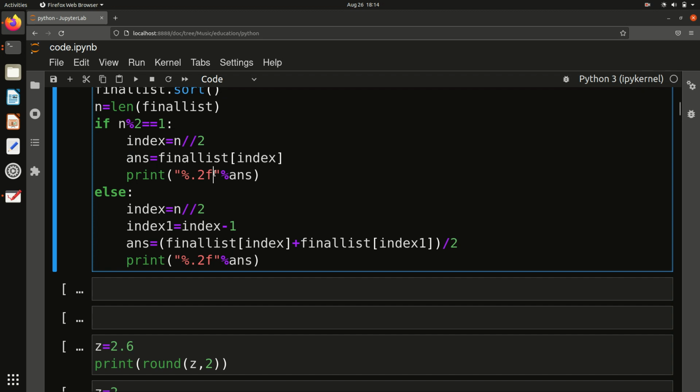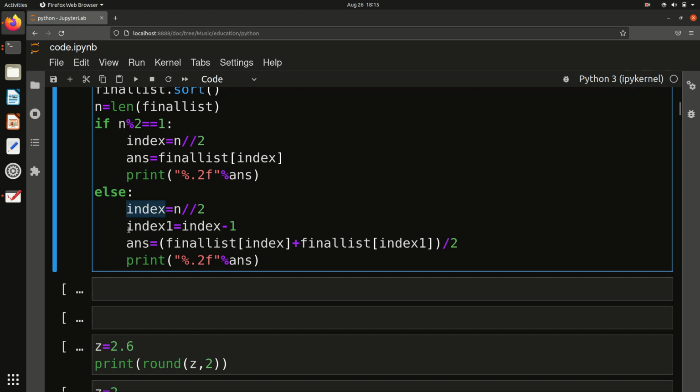Now this is the syntax to print the answer up to 2 decimal places. Dot 2f, you can see, gives up to 2 decimal places. Now this was for when the number of elements is odd, and else is for when the number of elements is even. So if they are even, we will get 2 indices.